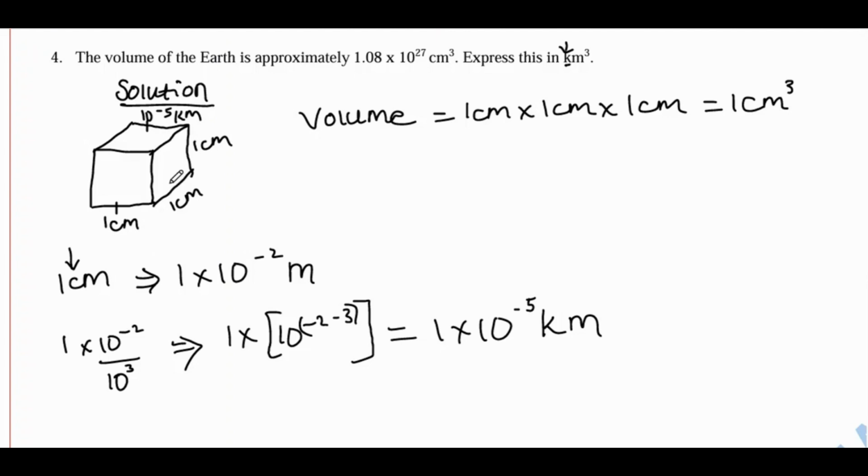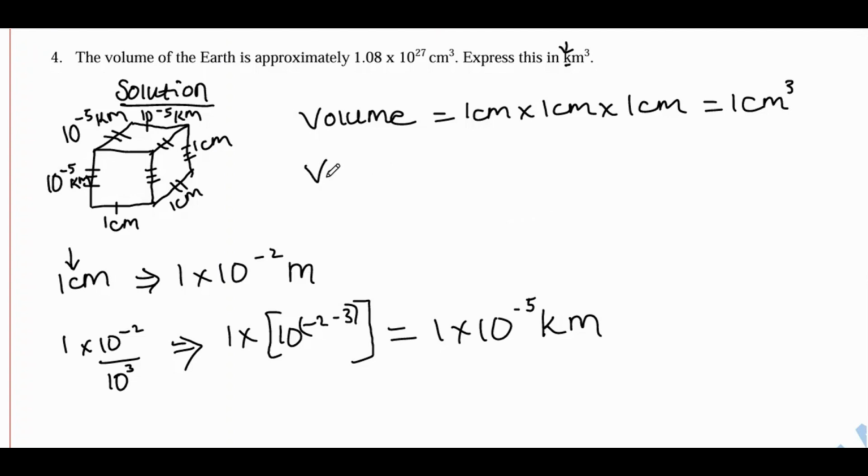Then the width here corresponds to this width, and now the width here can be expressed in kilometers. Remember, the widths of the cube are equal. So this one is 10 raised to power negative 5 kilometers. And the height, 1, 2, 3. Now the height here, which is in centimeters, is the same as this height, but I want to write it here. So this one is 10 raised to power negative 5 kilometer.